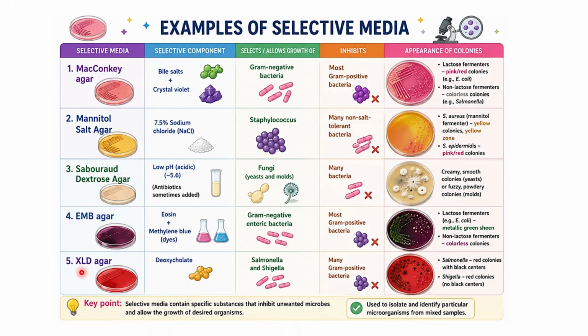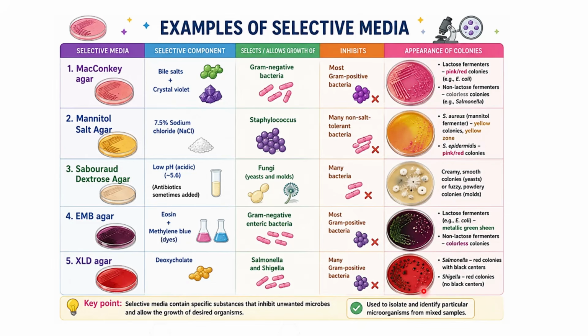And the fifth and the last selective medium we will look at here is the xylose lysine deoxycholate agar, or XLD agar. In the XLD agar, the selective component is sodium deoxycholate, which is a bile salt that inhibits the growth of many gram-positive bacteria but allows the growth of Salmonella and Shigella, which are gram-negative gut bacteria.